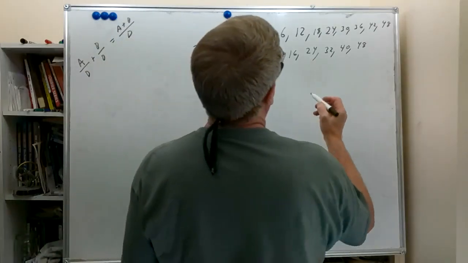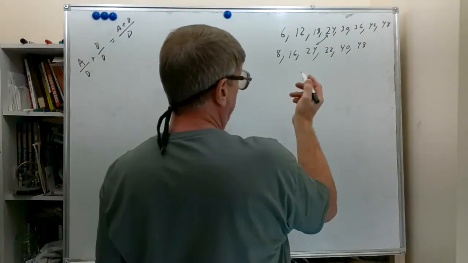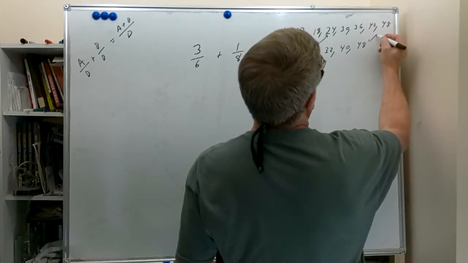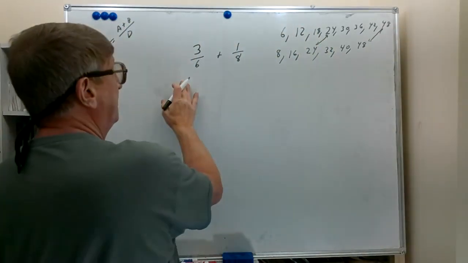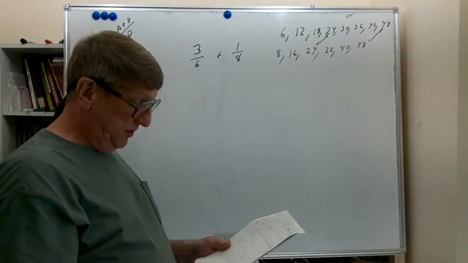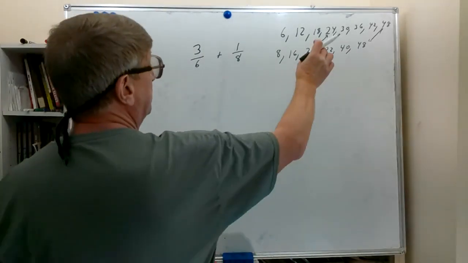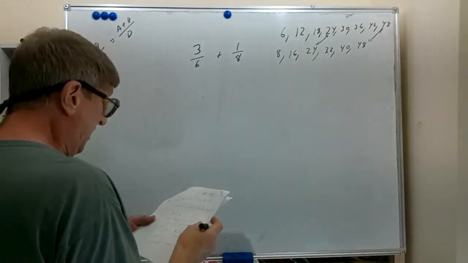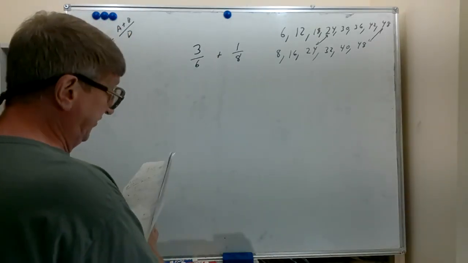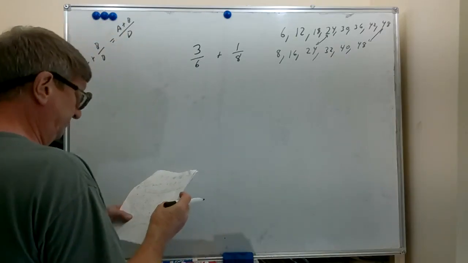Now we have found a couple. Here's a potential common denominator, 24. Here's another potential common denominator. We could convert this to 24s. We could convert this to 48s, and it would work out wonderfully. This appears to be the lowest common denominator, but let's factor each of these, the 6 and the 8, into prime factors.